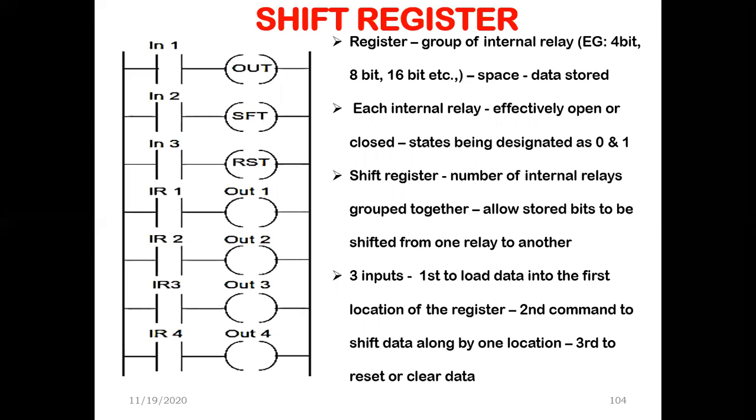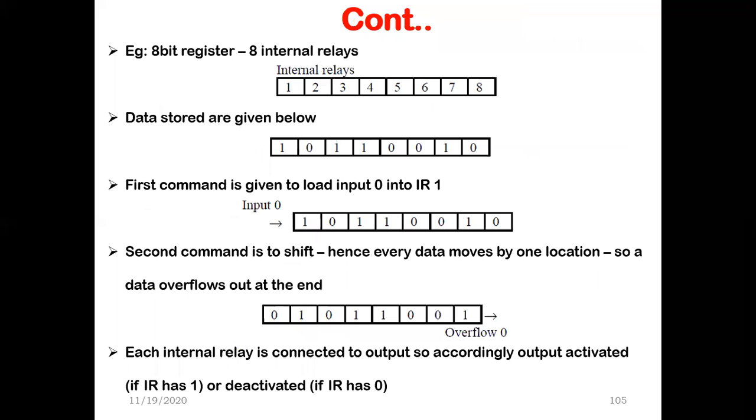So, there are three inputs. First, to load data into the first location of the register. Second, a command to shift data along by one location. Third, to reset or clear data. Here is an 8-bit register with 8 internal relays. So the data stored are given below.